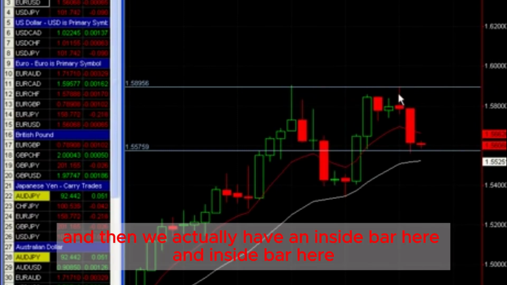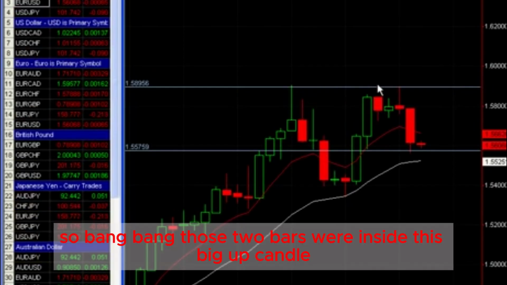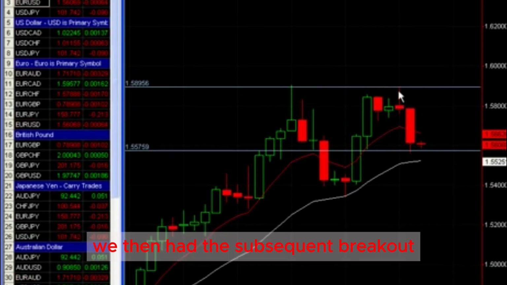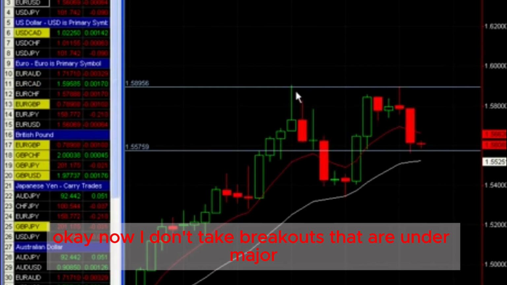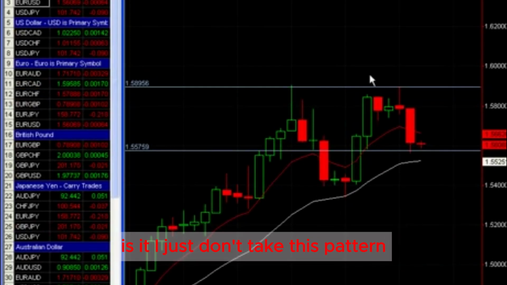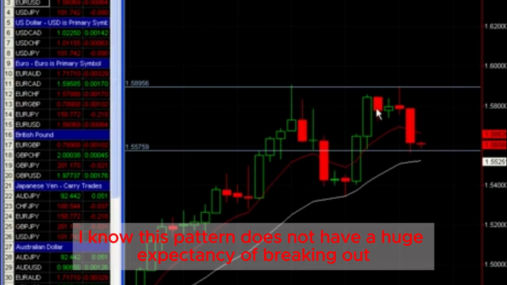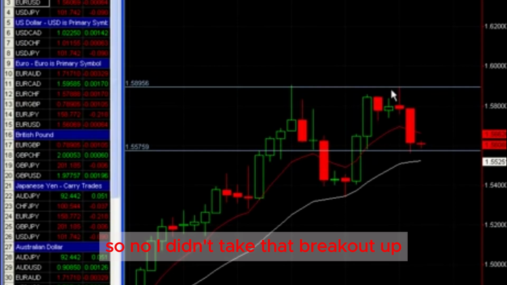And then we actually have an inside bar here and an inside bar here. So bang, bang. Those 2 bars were inside this big up candle. We then had the subsequent breakout. Now I don't take breakouts that are under major resistance. I just don't take this pattern. I know this pattern does not have a huge expectancy of breaking out. So no, I didn't take that breakout up.